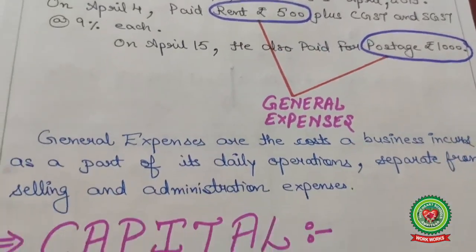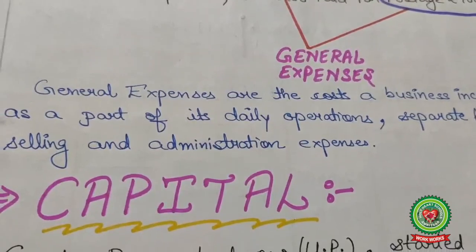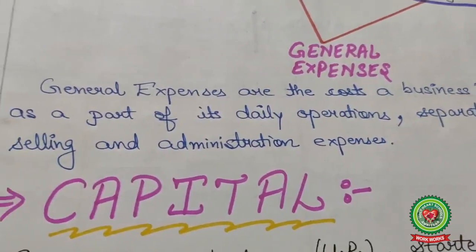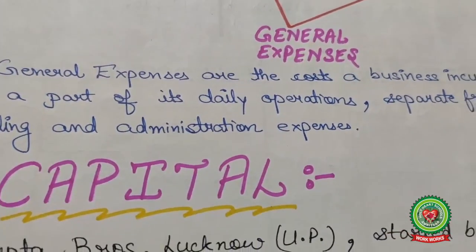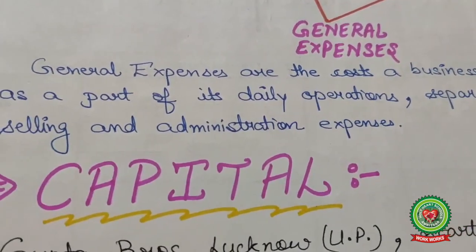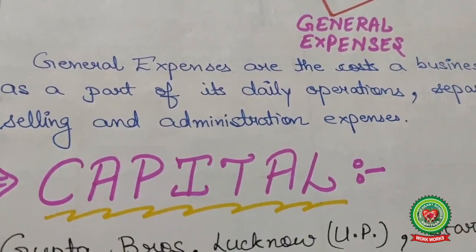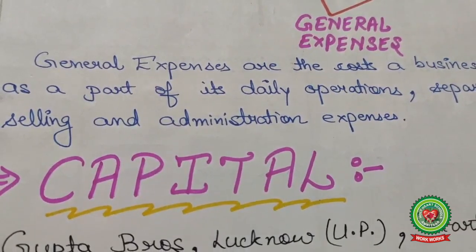So see the meaning. Journal expenses are the cost a business incurs as part of its daily operations, separate from selling and administrating expenses.